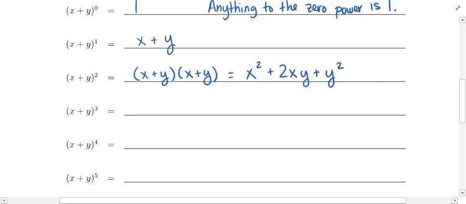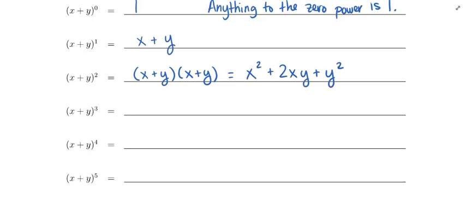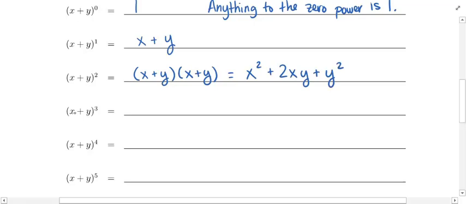I'm going to do this again. Why am I doing this? Because we're developing a pattern here. You're going to see a pattern. So we're going to move on to x plus y cubed. That means you're multiplying x plus y by itself 3 times. You can also look at it as doing x plus y and multiplying it by x plus y squared, which we already know the expansion for.